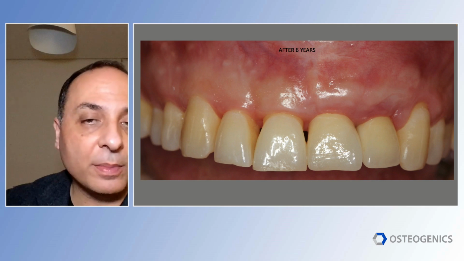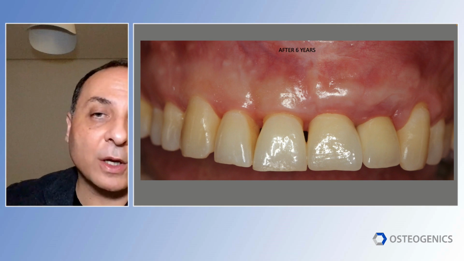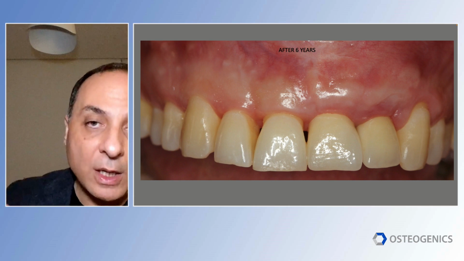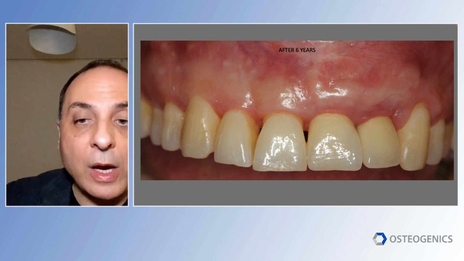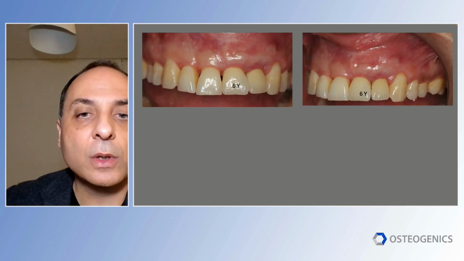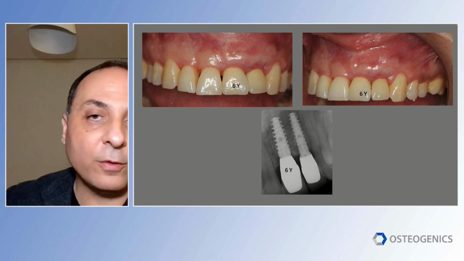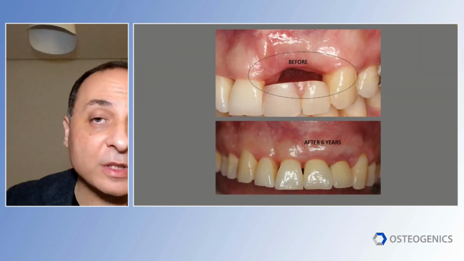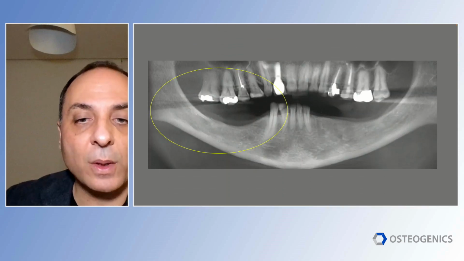And this is the follow-up, after 6 years, everything is maturing. Because of the connective tissue graft that we used, we have some kind of a rebound. So everything is coming towards the crown even more, from different views. And this is the follow-up: perfectly stable bone around those two implants. The bone is vital, the bone is stable, and everything is as it should be.